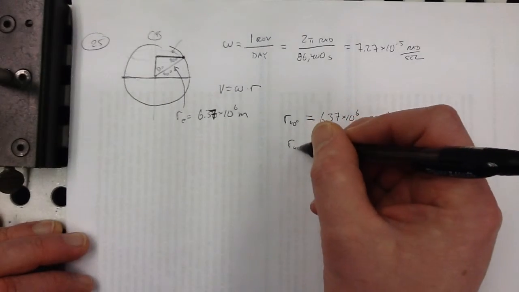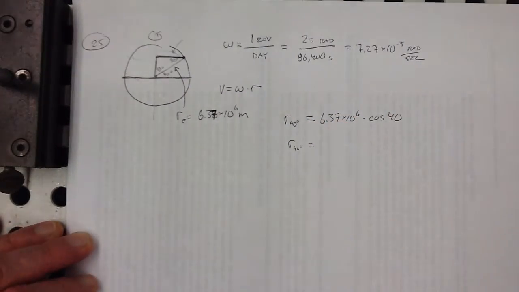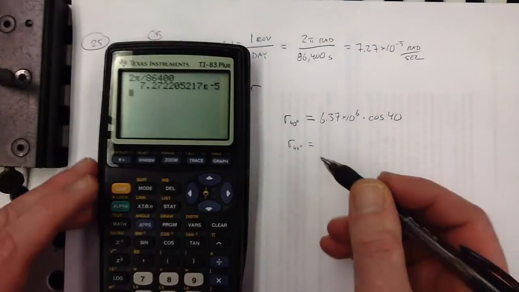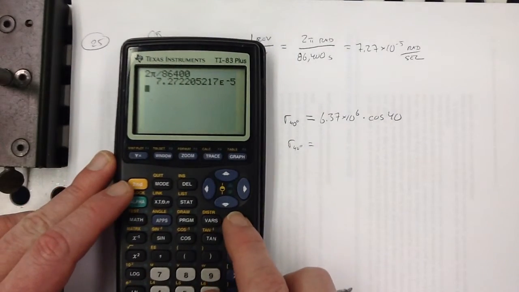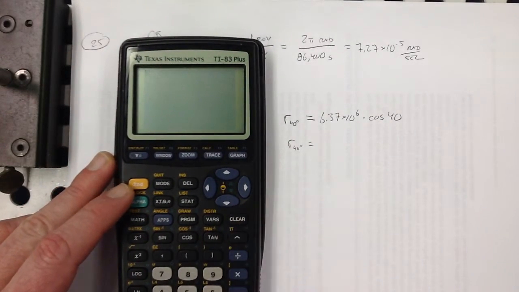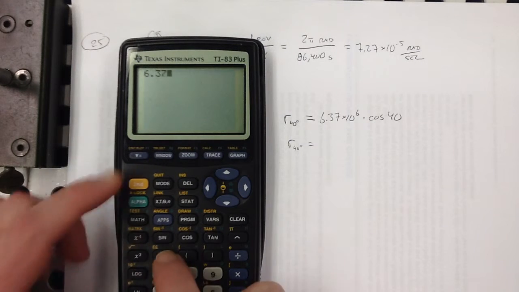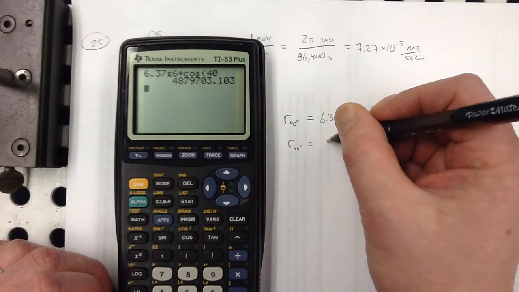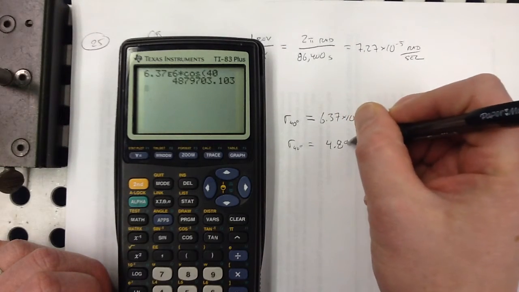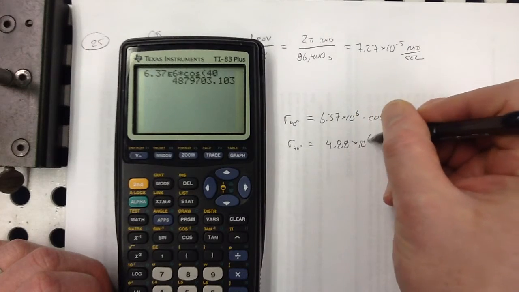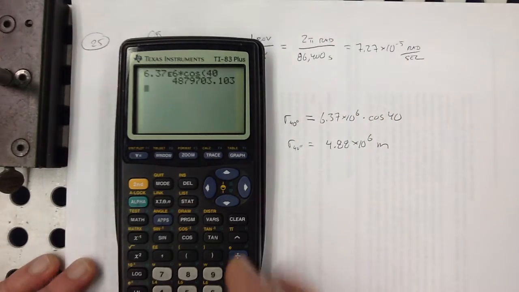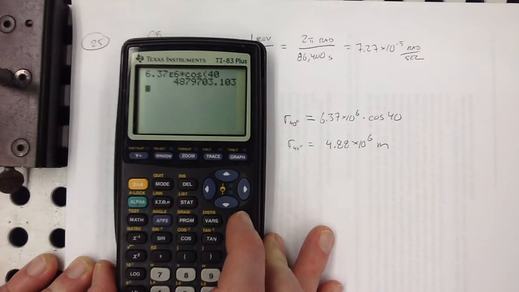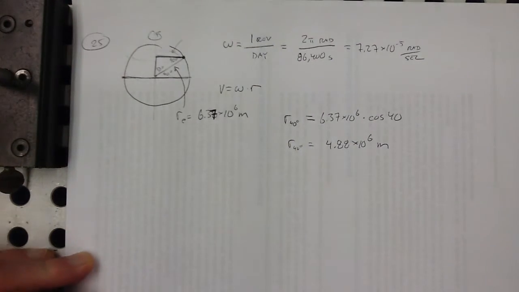So the radius of the circle you're moving in up there in the northern latitudes is 6.37 times 10 to the 6th times the cosine of 40 degrees, and that is about 4.88 times 10 to the 6th meters. It's a smaller circle. That makes sense.